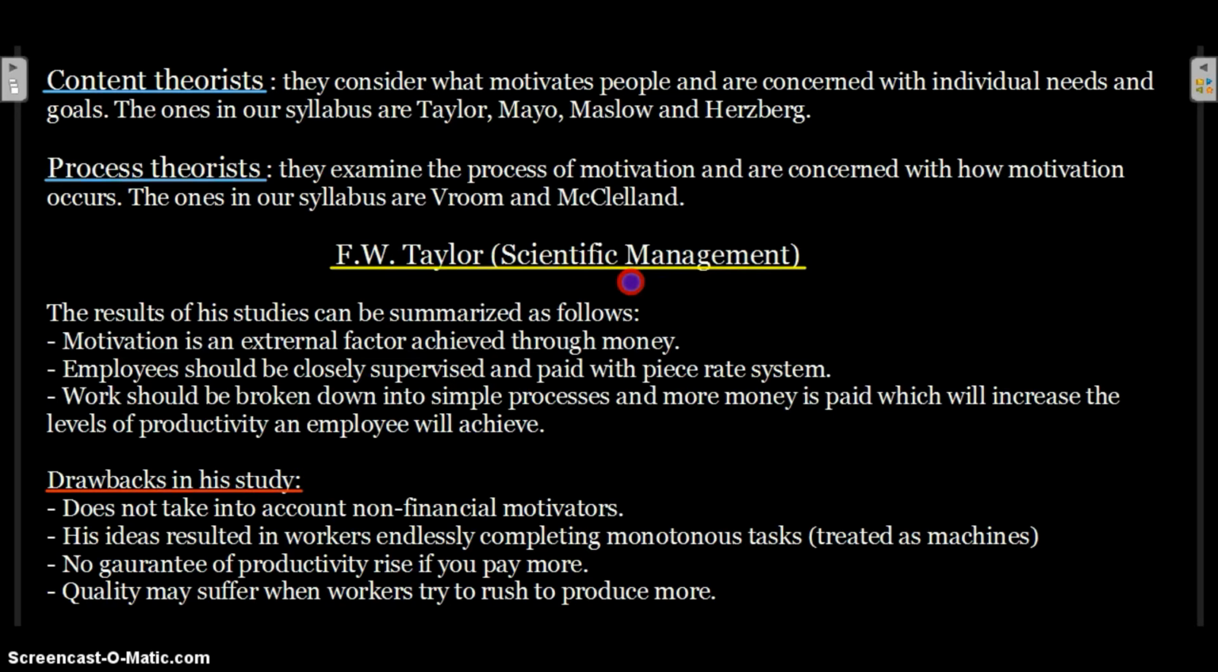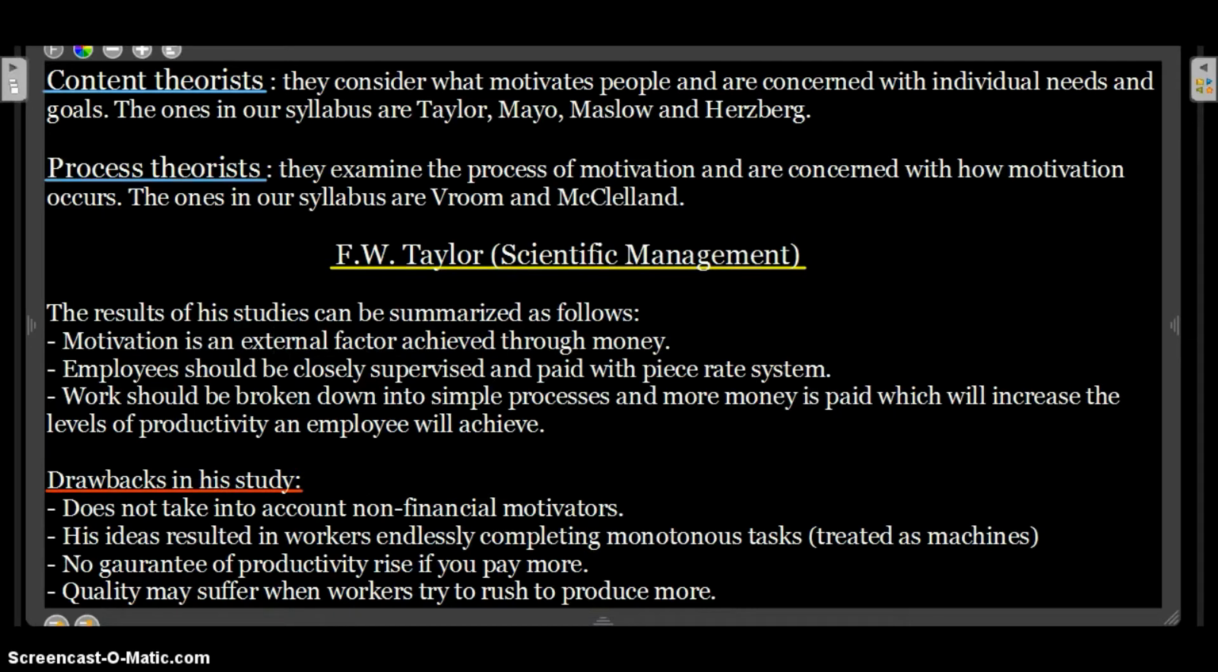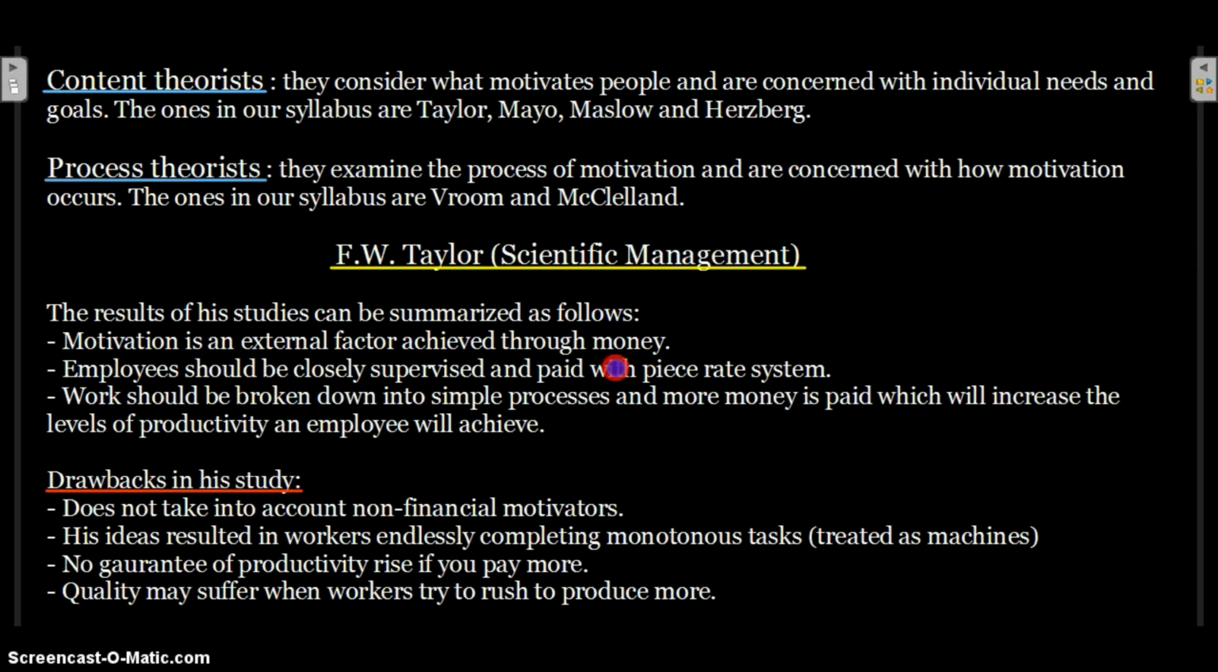The results of a study can be summarized as follows. Motivation is an external factor achieved through money. Employees should be closely supervised and paid with a piece rate system. Work should be broken down into simple processes, and more money is paid, which will increase the levels of productivity an employee will achieve. Basically, Taylor's scientific management theory said that money is the main form of motivator. He said that money is what motivates all employees.